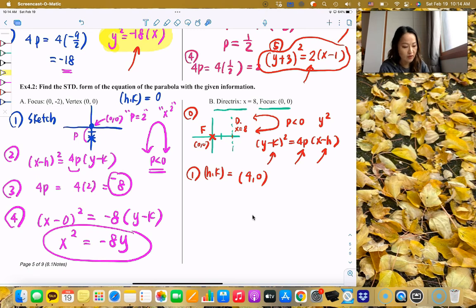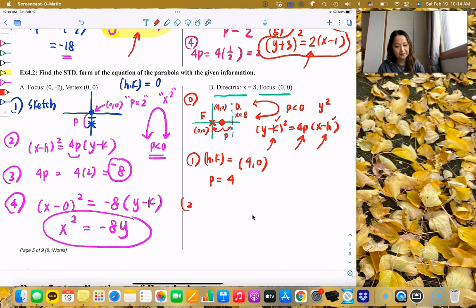And let's see, so we know our h and the k. What about our p? Well, if it's (4, 0), right, how far is it from here to here? It's equidistant, and that's our p-value. And I think everyone here agrees that it's 4. Let's put it all together. Okay, it's getting easier and easier.